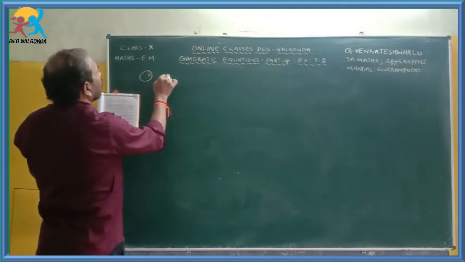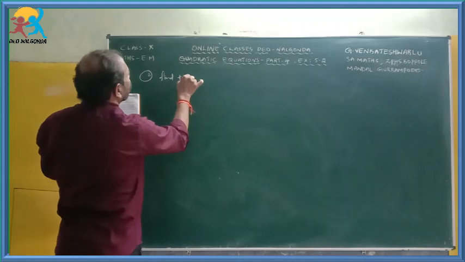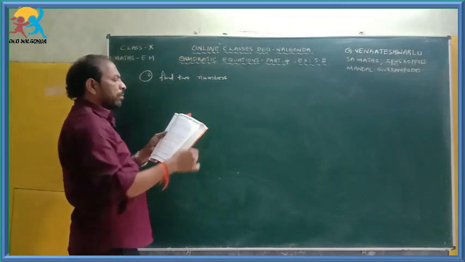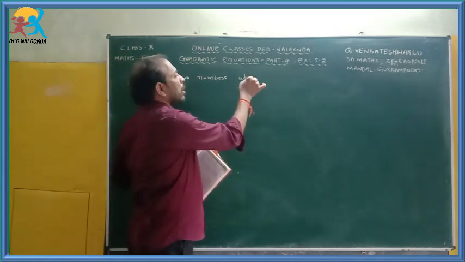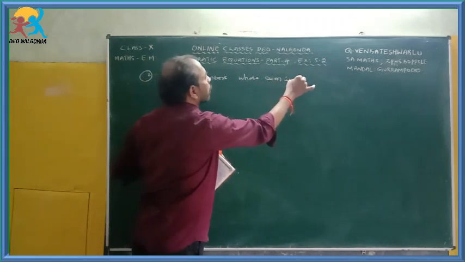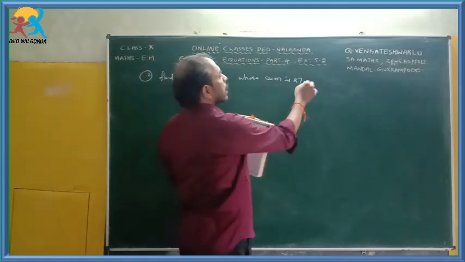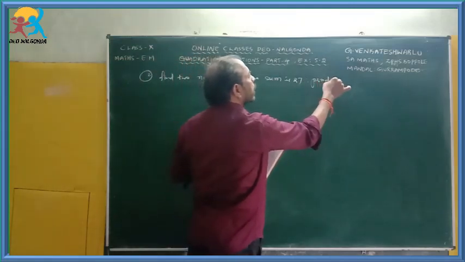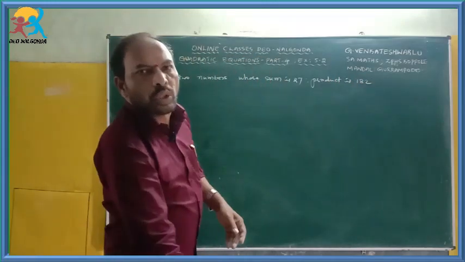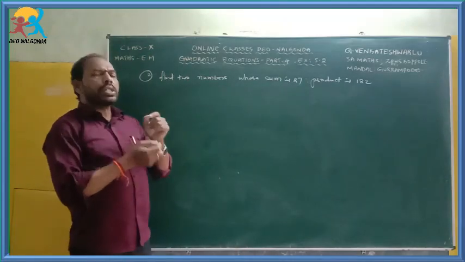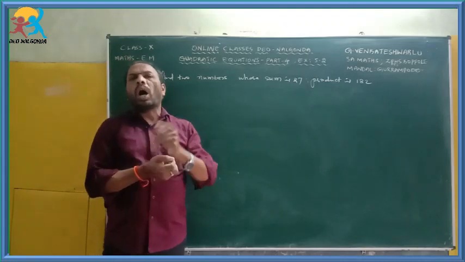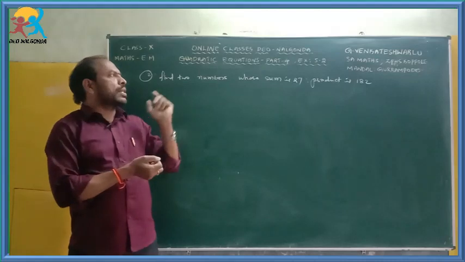Question number 2: find two numbers whose sum is 27 and the product is 182. Here it is a question. Look at here, Nana. What is given in the problem? First, read thoroughly. What is given in the problem? What do we have to find? How can we find the result?